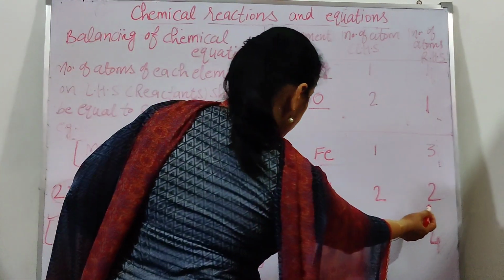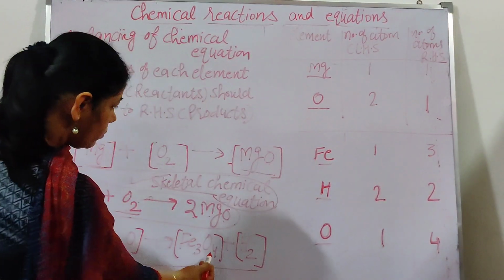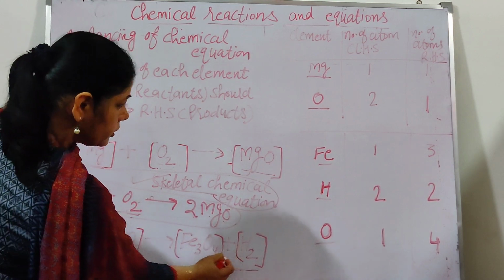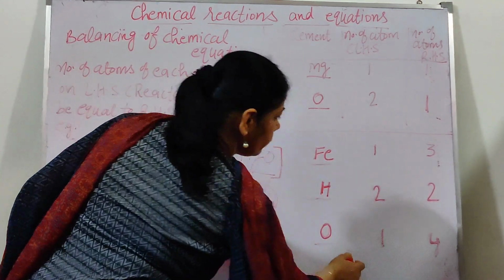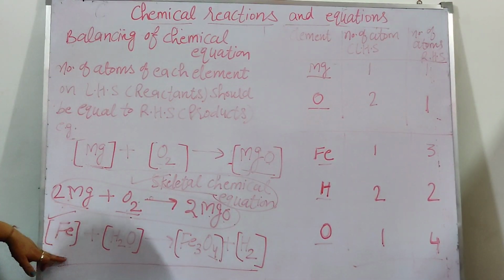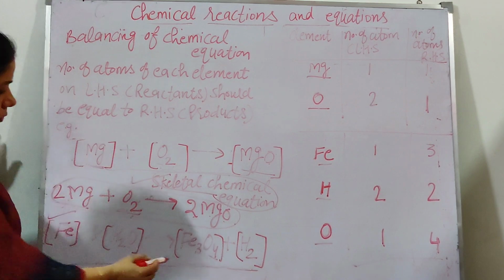Hydrogen 2, then oxygen, here oxygen 1 and on the right hand side oxygen 4. Now this is our skeletal chemical equation. Now we will balance it.